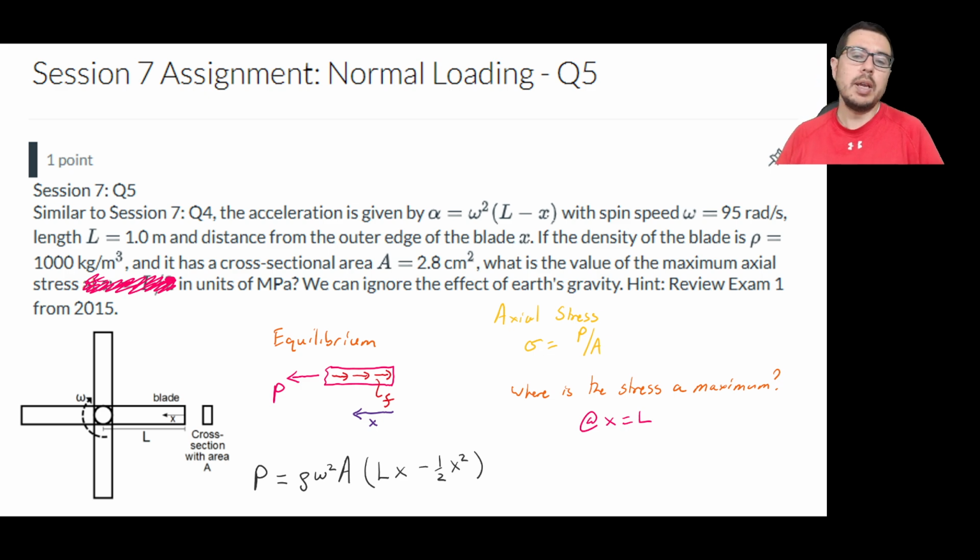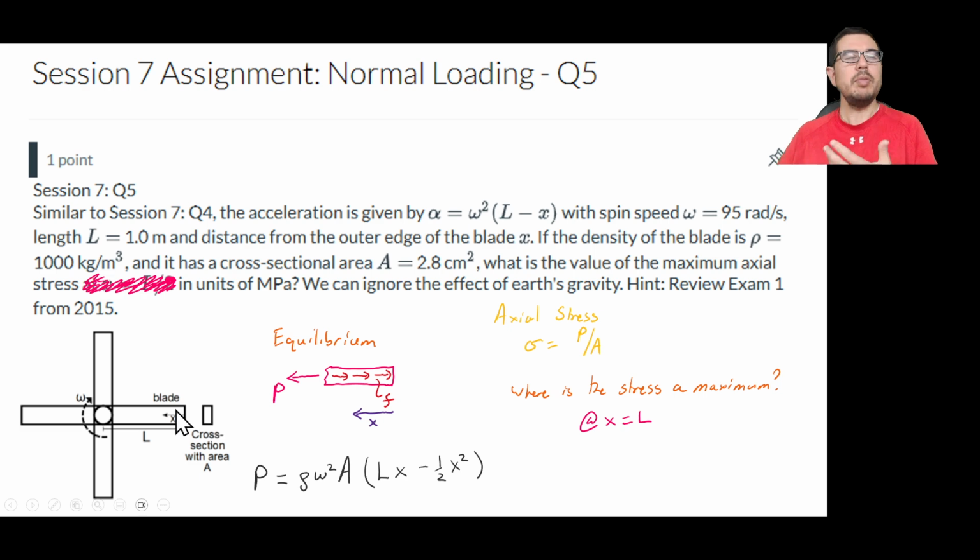Another thing to point out at this point is that we defined x to be 0 when it's out at the outer blade. And if you look at our free body diagram here, you can see that there are only two forces that are acting against each other: the integration of this distributed force, and P, the internal force.